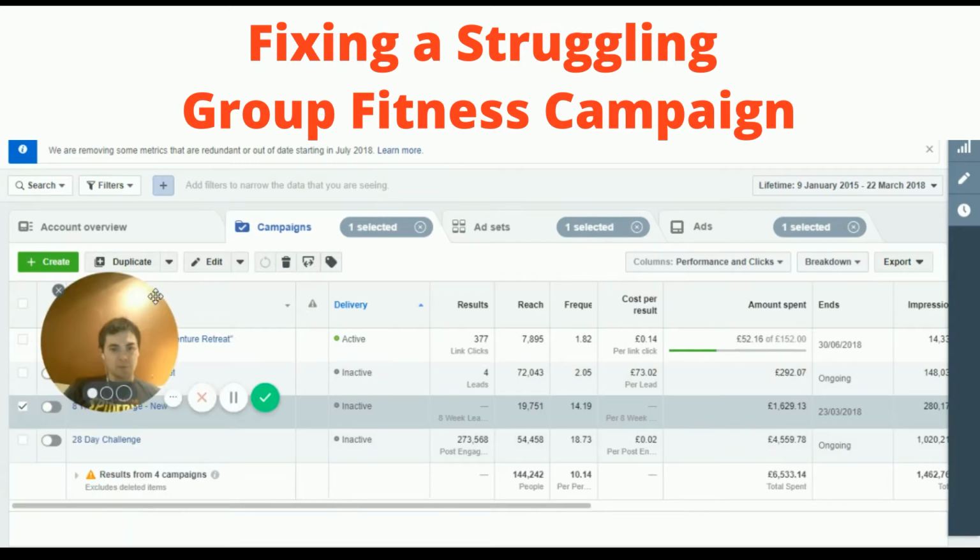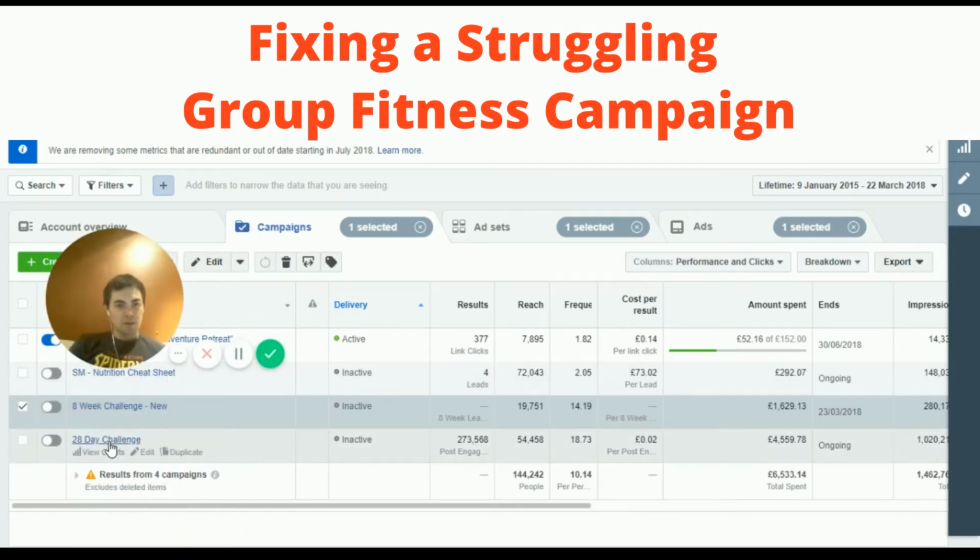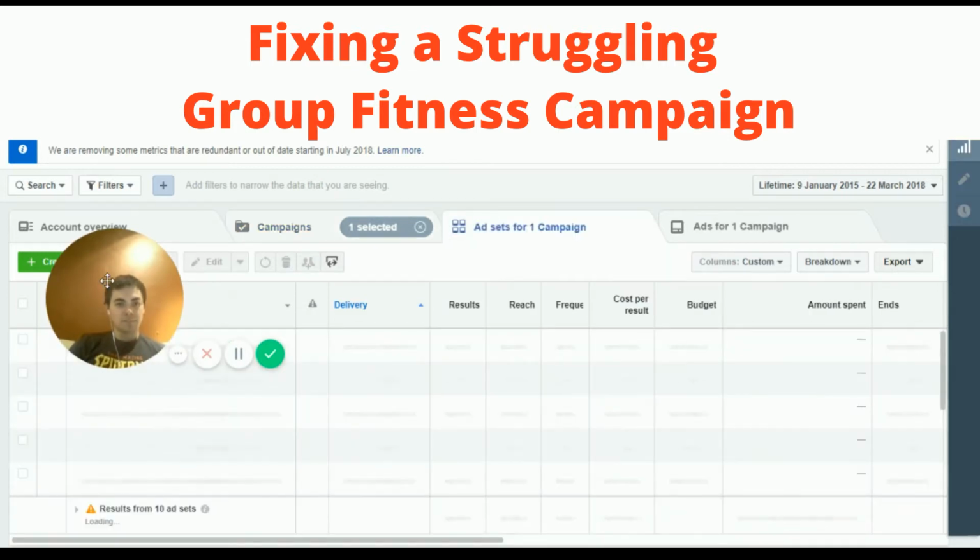So let me just move my face here. So here's a 28-day challenge one. I might as well look at that too, even though that was not as recent.